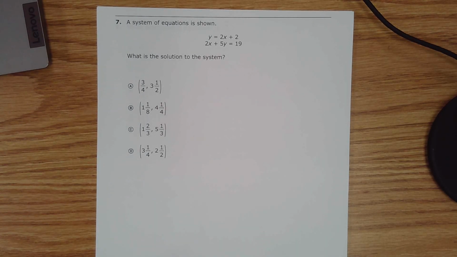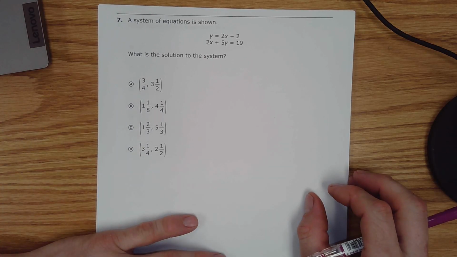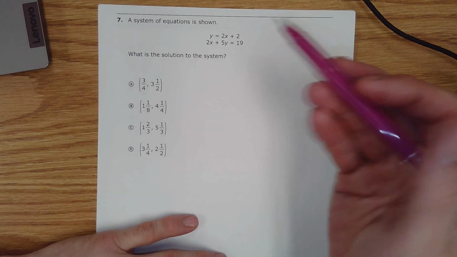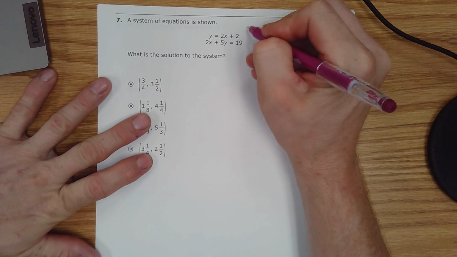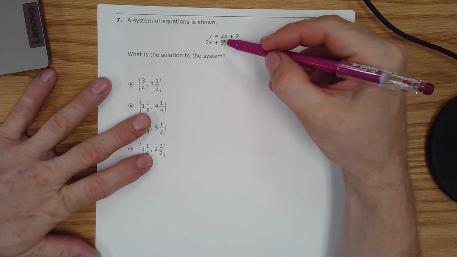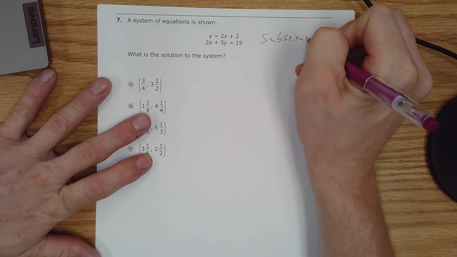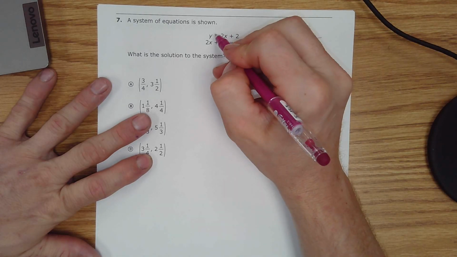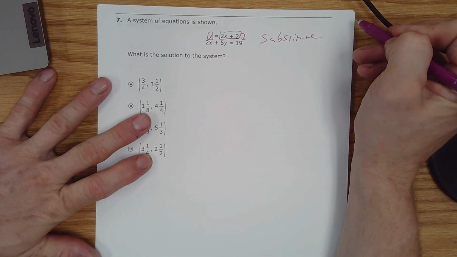Right? So here's a system of equations shown. It says which one of these is the solution set to this. Okay, so how do I approach this? This is in slope-intercept form, and this is in standard form. So when you have one in slope-intercept form and one in standard form, it's pretty easy to substitute. Everywhere I see a y, I'm going to put that in this equation.